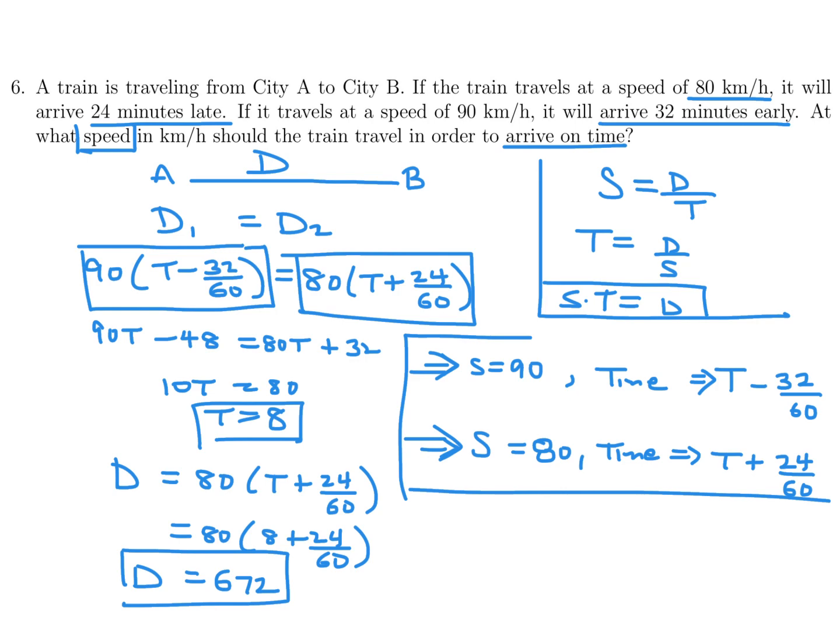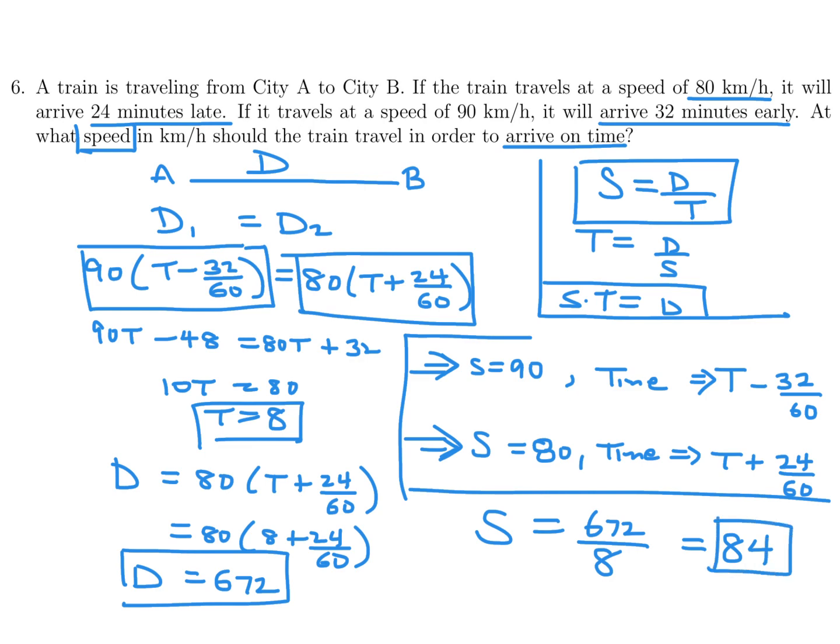And then finally I can calculate S, because S, as you know, is distance over time. So that's going to be 672 over 8. And that comes out to 84 kilometers per hour.